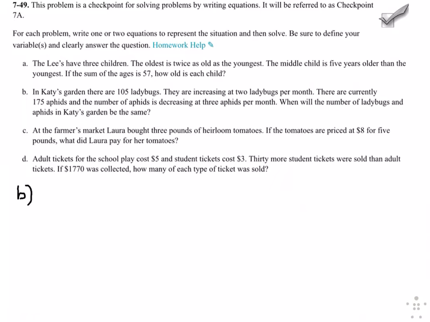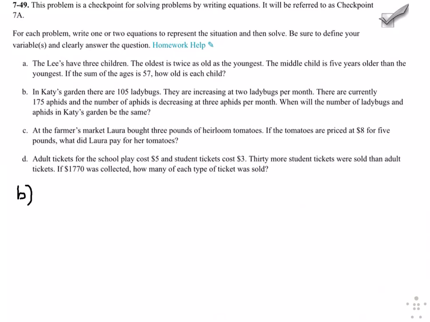For B, in the garden there's 105 ladybugs. They're increasing at 2 ladybugs per month. So that's plus 2, not times 2. There are currently 175 aphids, and the number of aphids is decreasing at 3 aphids per month. So that's minus 3. So first we have ladybugs and then aphids. When will the number of ladybugs and aphids in Katie's garden be the same?